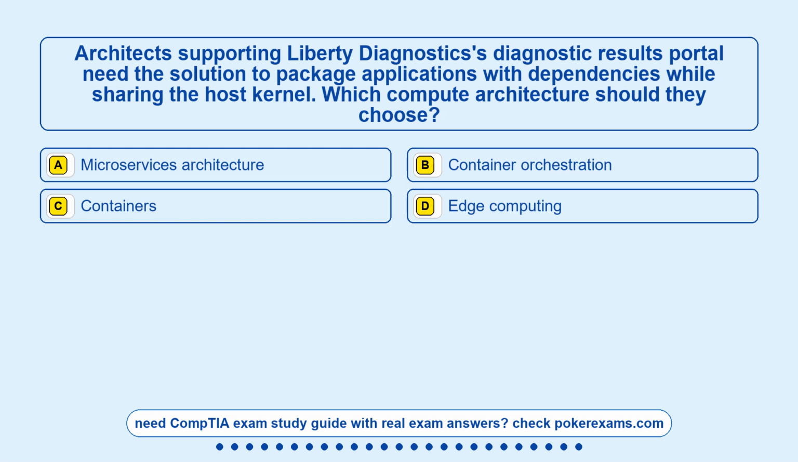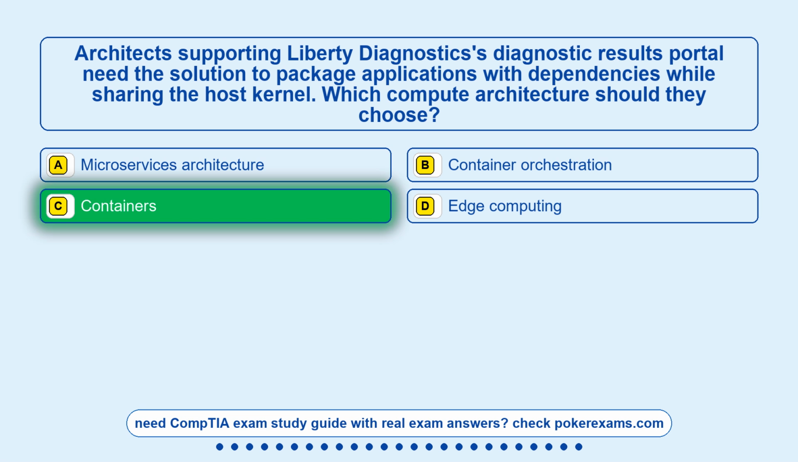Question 3. Architects supporting Liberty Diagnostics' diagnostic results portal need the solution to package applications with dependencies while sharing the host kernel. Which compute architecture should they choose? Option A, microservices architecture. Option B, container orchestration. Option C, containers. Option D, edge computing. The correct answer is option C, containers.